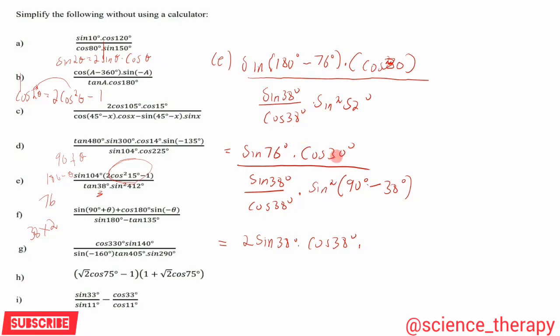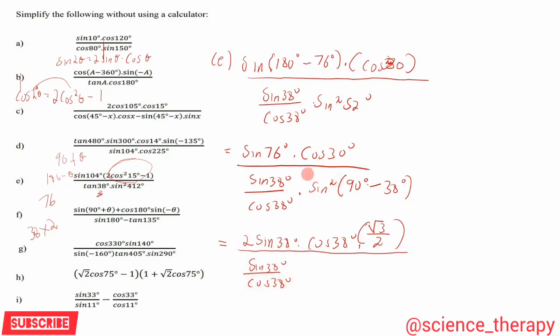Then the cos 30 degrees, we know this is a special angle. So I'm changing cos 30 degrees according to our right angle triangle special angle. This becomes √3 over 2. Right, so cos 30 degrees gives you √3 over 2. Then over sine 38 degrees cos 38 degrees.